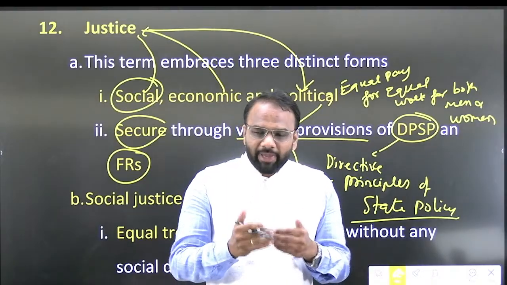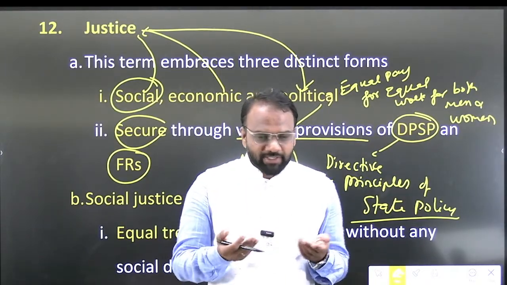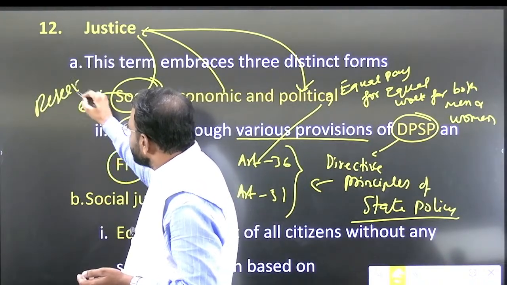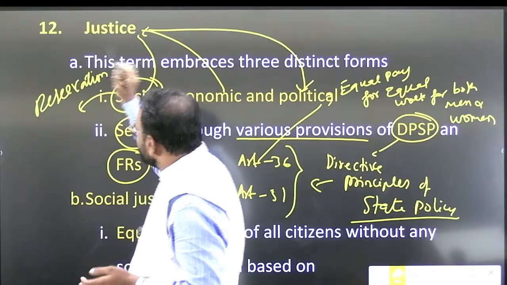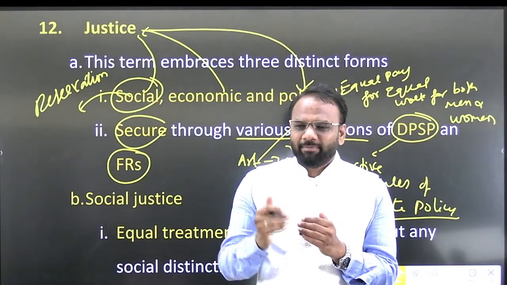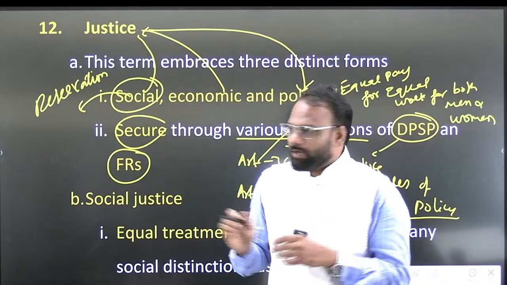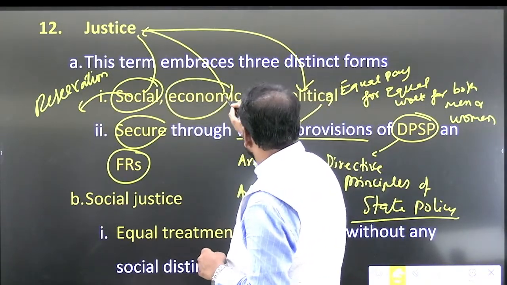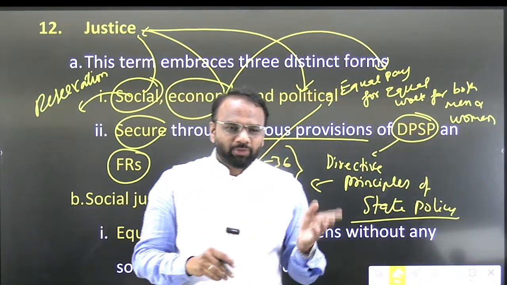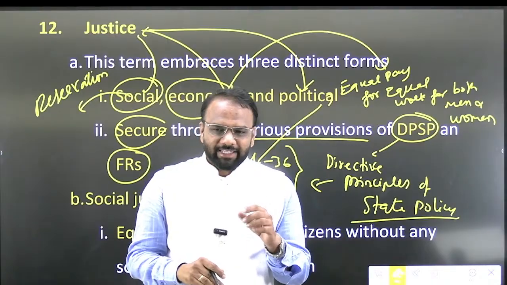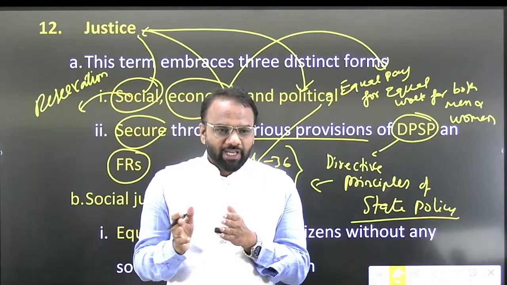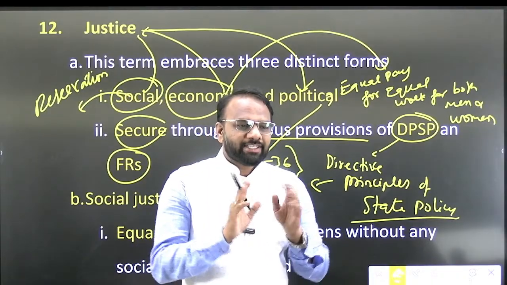For the time being, to make our understanding easier, let's assume that reservation is an example of social justice. Now an example of economic justice: when you pay equally for both men and women, that is an example of economic justice. We just want the differentiation, right? Now we want an example of political justice.